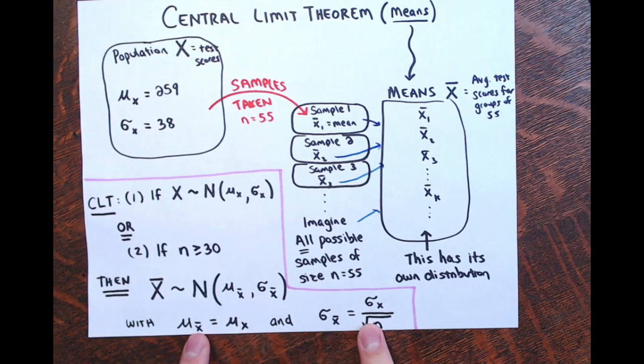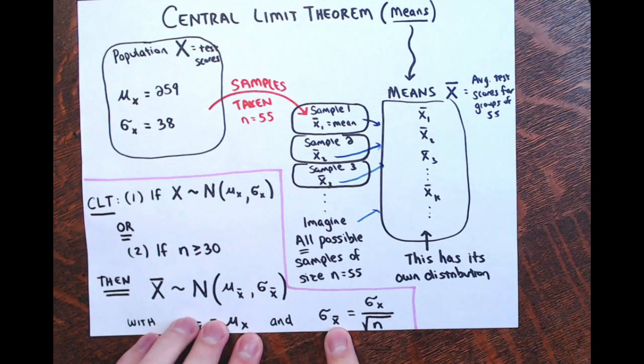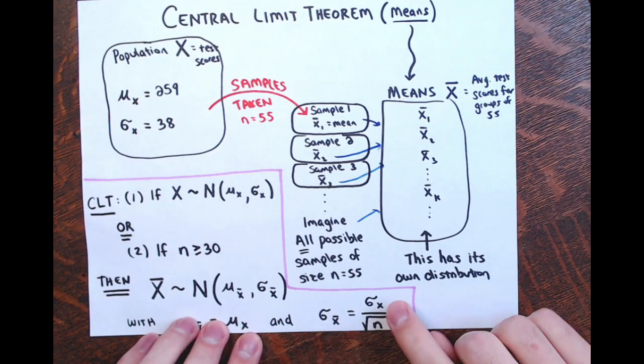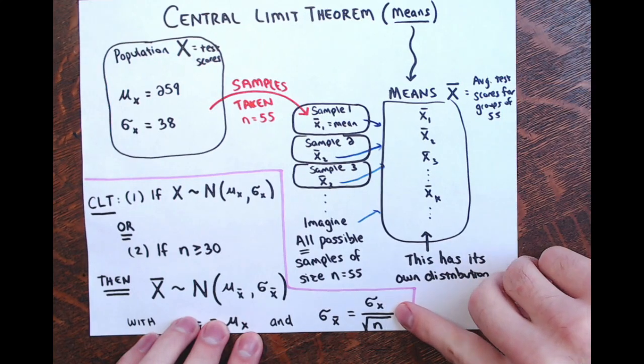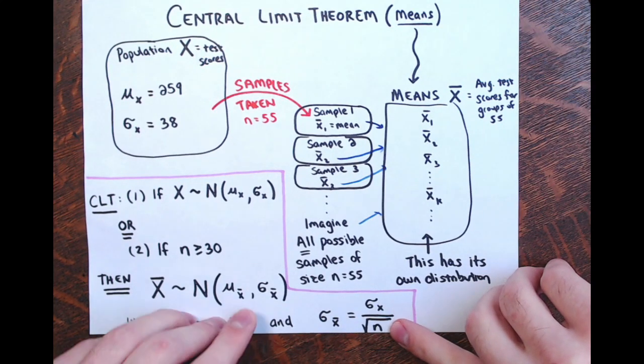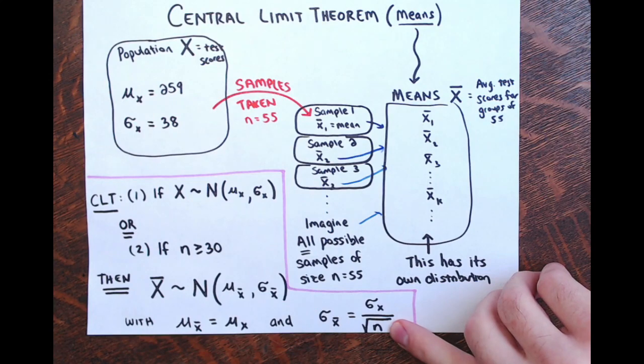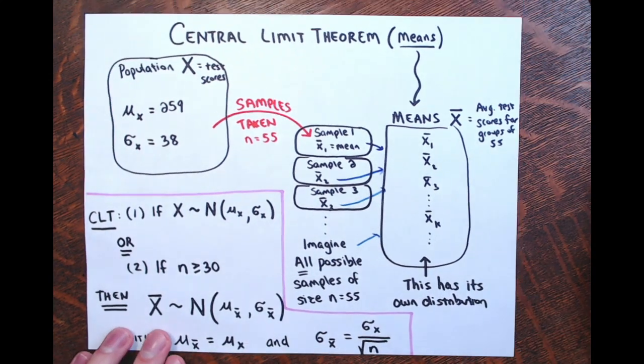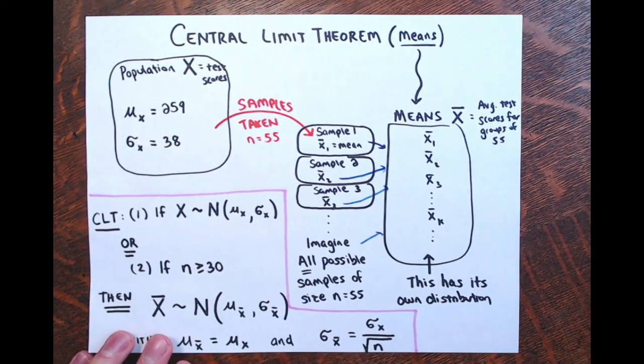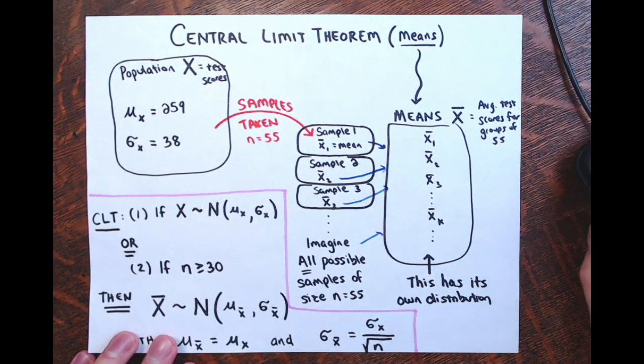The mean of the x-bar distribution is exactly the same as the mean of the x distribution, the original. The standard deviation of the x-bar distribution is the standard deviation of the original divided by the square root of the size of the samples that were taken. All right, so back to this particular problem.